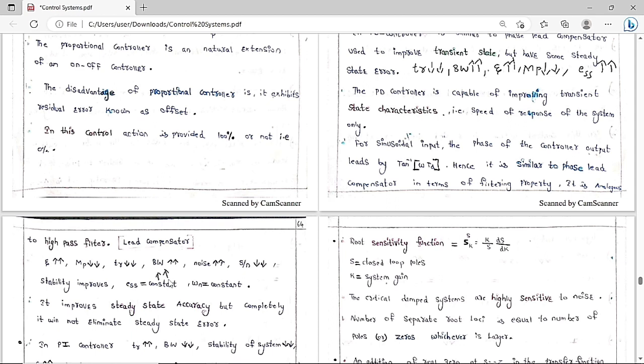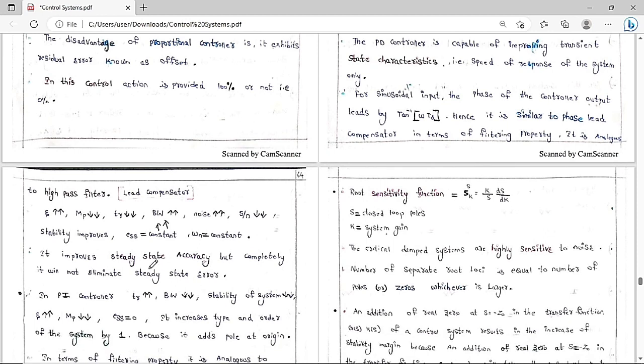It is going to degrade the steady state error, whereas the natural frequency is always constant in this case. So it is going to improve the steady state accuracy somewhat, but it will not completely eliminate the steady state error. There will always be some amount of steady state error. It is going to improve some amount of steady state accuracy, but still it can't completely eliminate the steady state error.